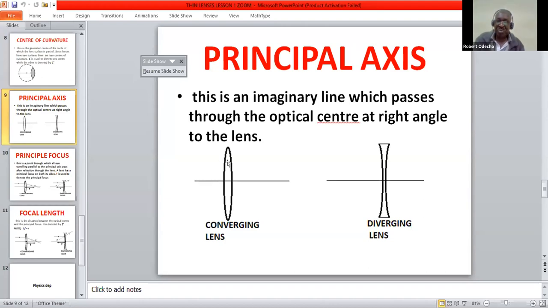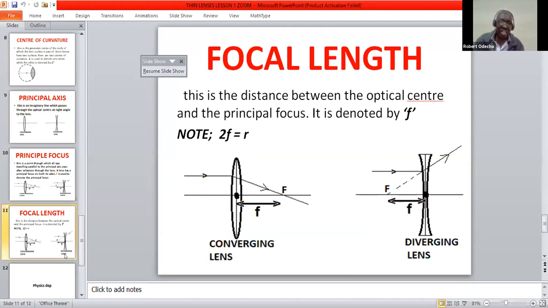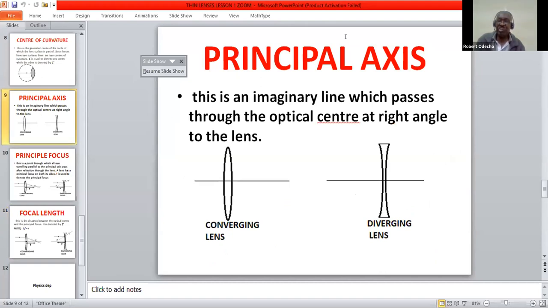Now, here, look at this. From the top here to the bottom, if you make a straight line, you will get what I am talking about. So this is an imaginary line. You can also think of how many diameters an orange has. Very many. You can also try to figure it from that. Okay? So it is an imaginary line which passes through the optical center at right angle to the lens. So the right angle is not drawn there. But in a subsequent example, I'll give it.